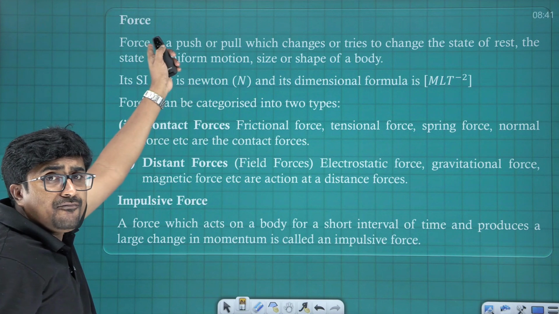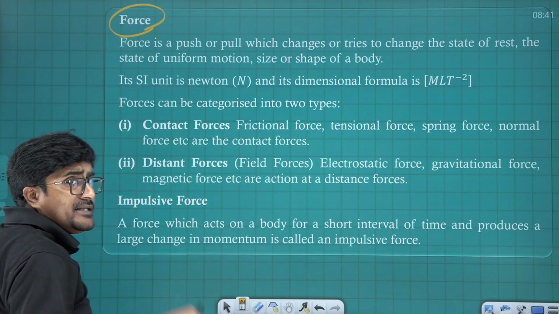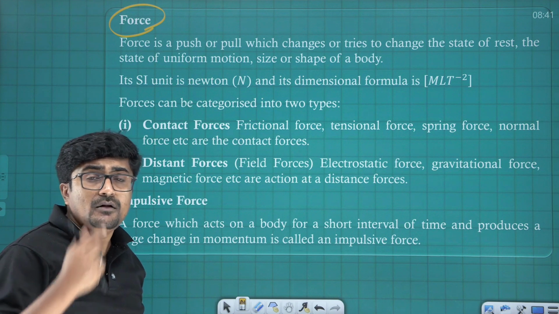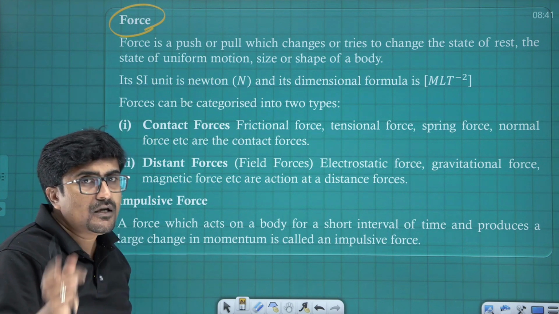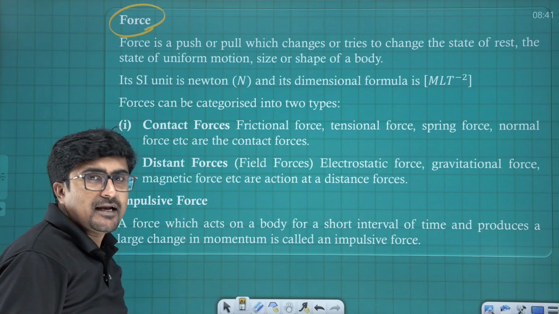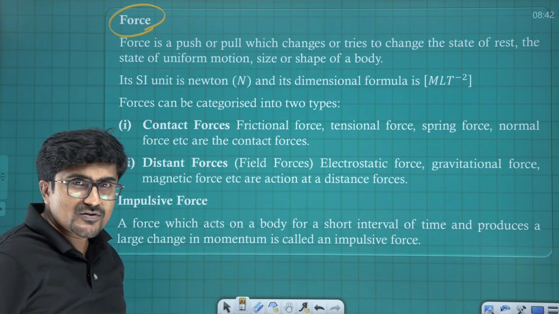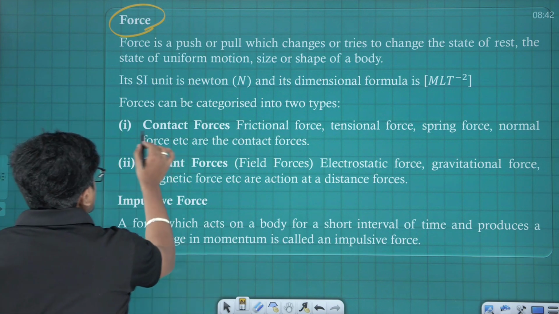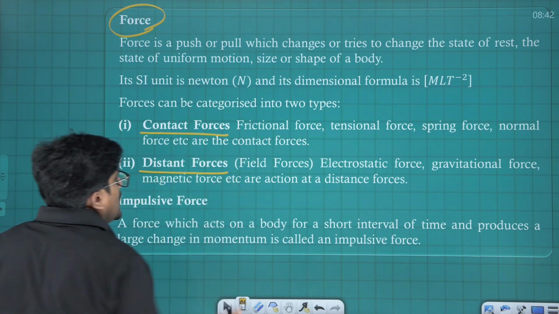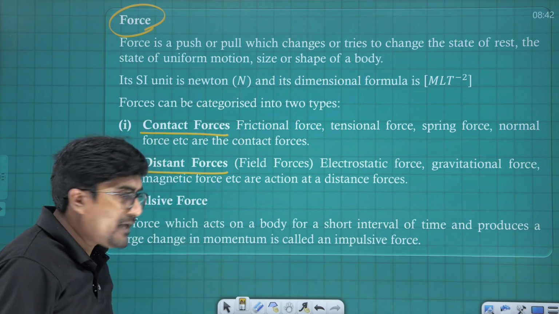Now, force is the one which is capable of taking bodies from state of rest to motion, or motion to state of rest, or changing the direction. That means the tendency is going to be broken by whom? Force. All right. There are two types of force, contact force and non-contact force, also called field force or distance force. So many names are there.